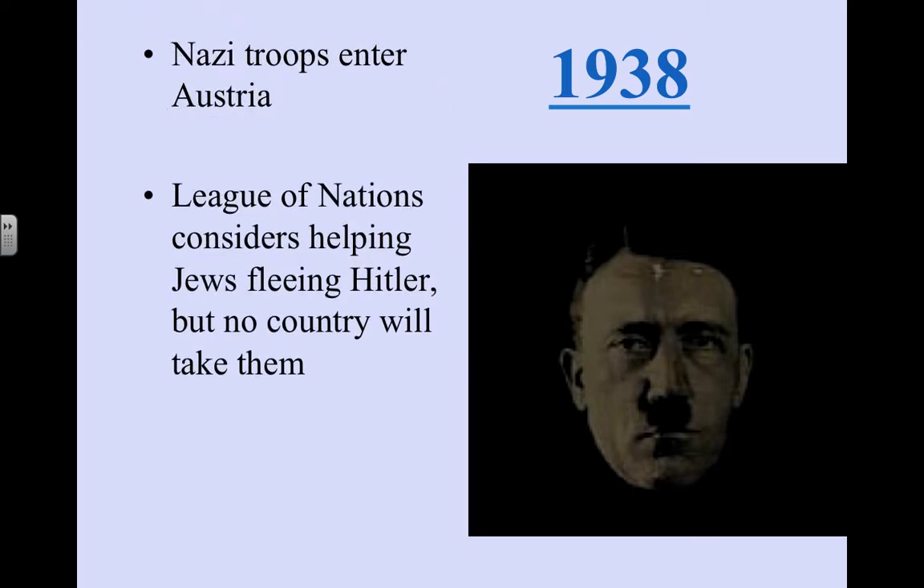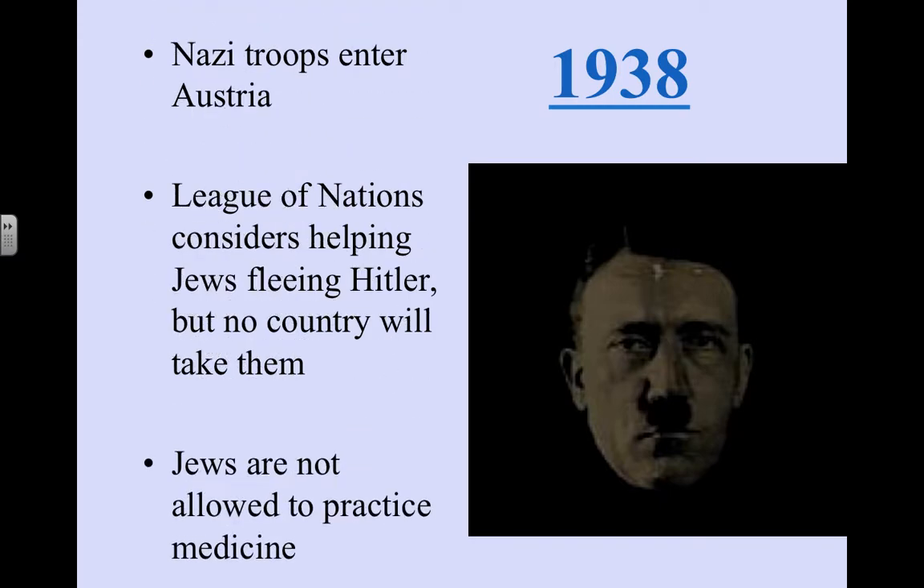In 1938, Nazi troops enter Austria. Austria is a smaller country right next to Germany. The League of Nations considers helping Jews fleeing Hitler, but no country will take them. Jews are not allowed to practice medicine, so that means Jews can't be doctors now.